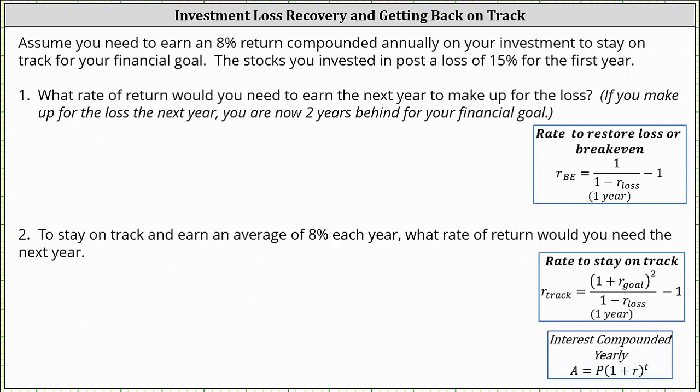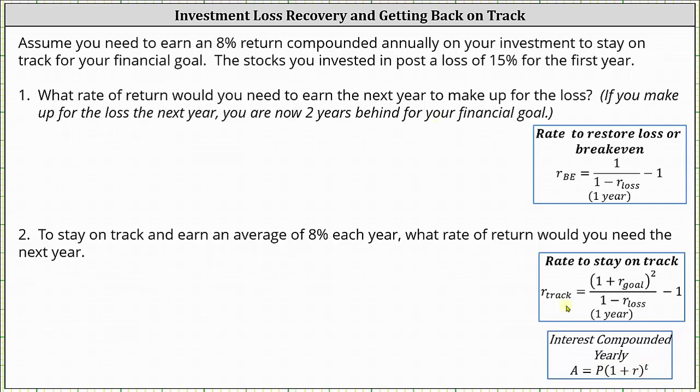To answer these questions, we'll be using the compound interest formula when the interest is compounded annually, which is A equals P times the quantity 1 plus R raised to the power of T, where A is the amount after time T, where T is the time in years, P is the starting amount or principal, and R is the annual rate of return expressed as a decimal.